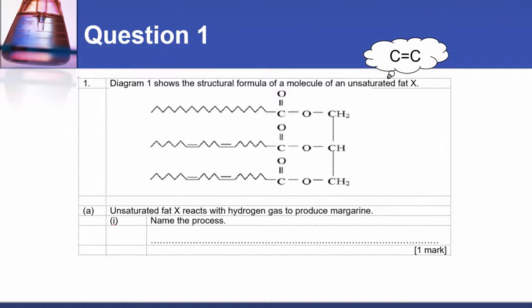So for 1A1, the question: unsaturated fatty acid reacts with hydrogen gas to produce margarine. Name the process. So the keyword will be hydrogen gas. So the name of the process will be hydrogenation. Hydrogenation with the correct spelling.